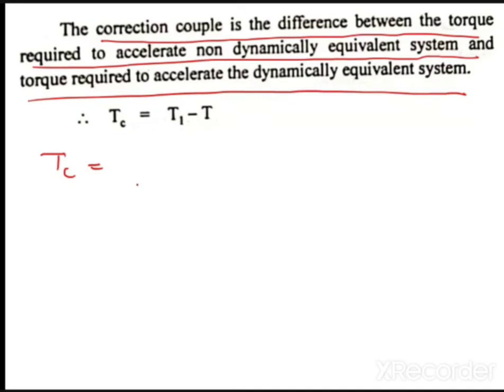कोणी सांगू शकेल मला T1 काय? Anybody? What is T1? आत्ताच आपण बघितलं ना T1 काय? M into K1 स्क्वेअर अल्फा, बरोबर ना? मायनस what is T? M into K square alpha. Because what is I? I is nothing but MK square. Right? So मला हे इक्वेशन मिळालं.